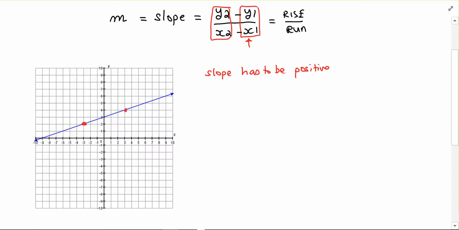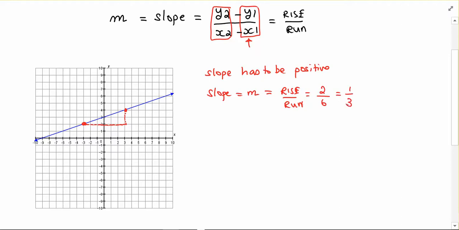From here, we would run there. What is that? 1, 2, 3, 4, 5, 6. And then we would go up 2. So the slope, m, the symbol for it, is equal to the rise over the run. And in this case, it would be 2 over 6 or 1 over 3.